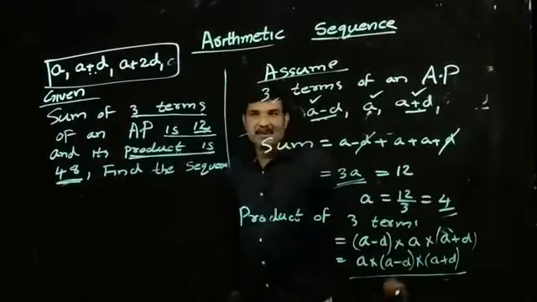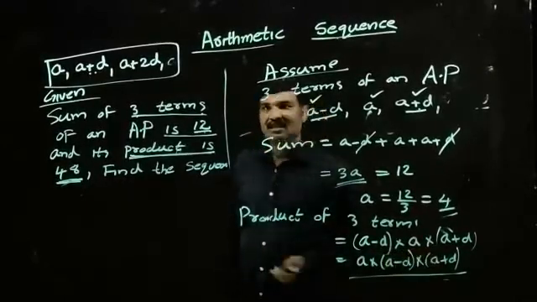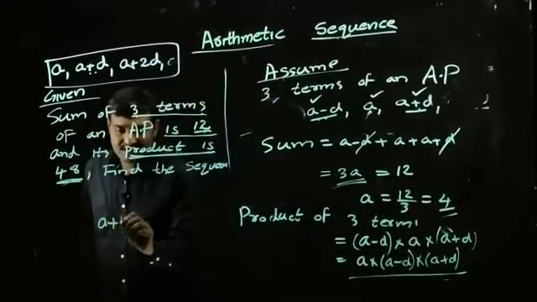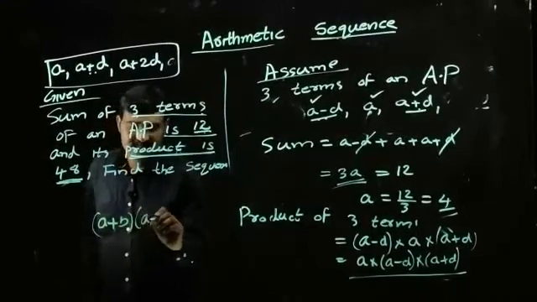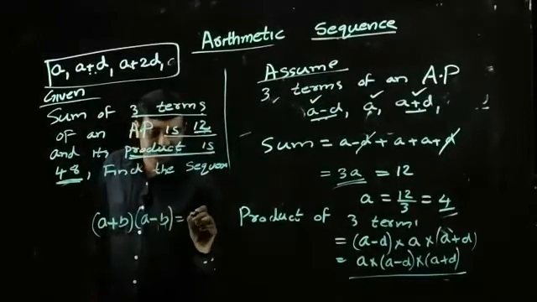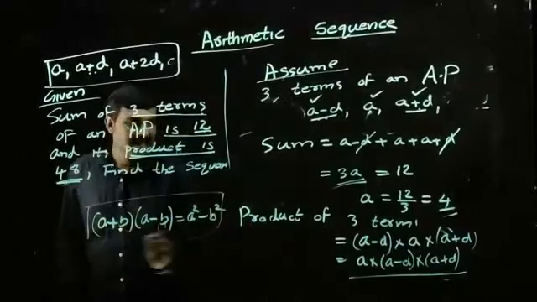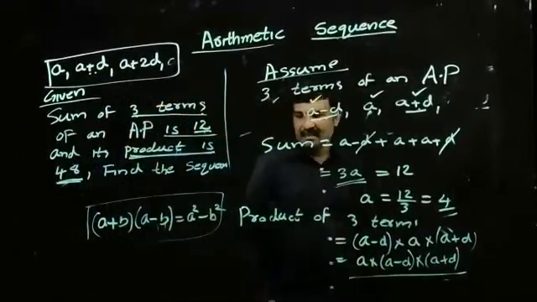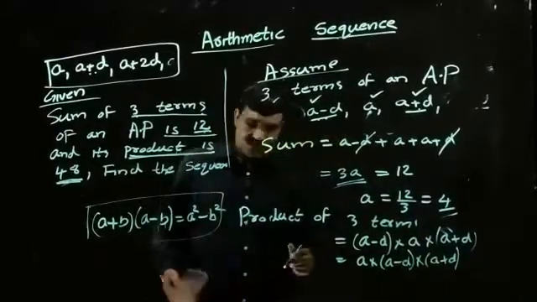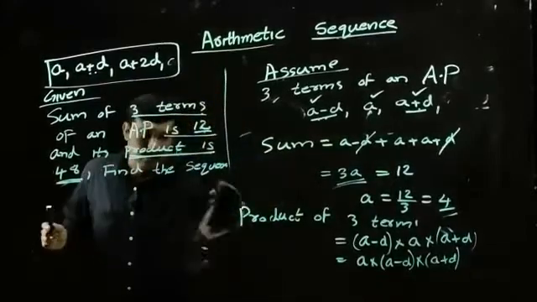So this is the product of 3 terms. And we know that a minus d multiplied by a plus d is equivalent to a square minus d square. We know a plus b multiplied by a minus b is an identity, equal to a square minus b square. We can use this identity here. So we can write this, and I'm writing the remaining portion here.